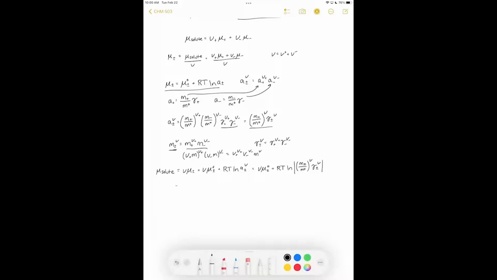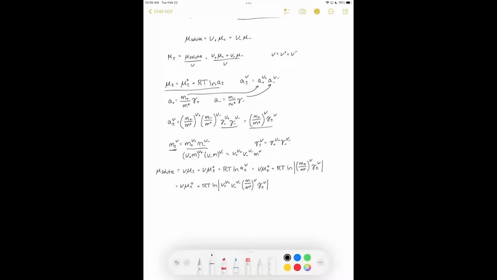And so with this, we can substitute that in and end up with the following. We have nu times chemical potential for the standard state, plus RT natural log of nu plus raised to the nu plus, nu minus raised to the nu minus, and then we'll have the molality of the solute itself over the standard molality raised to the nu, and then we still have our gamma plus minus raised to the nu.